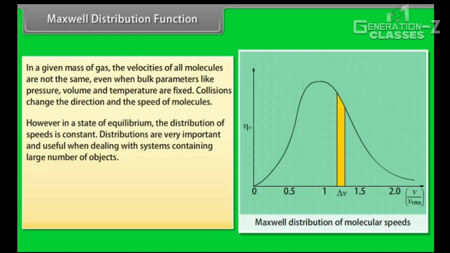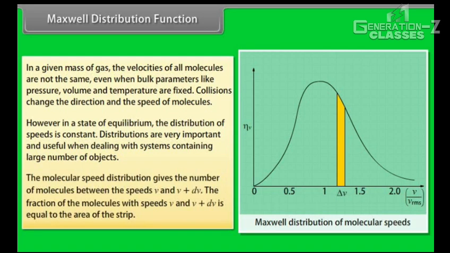Distributions are very important and useful when dealing with systems containing a large number of objects. The molecular speed distribution gives the number of molecules between the speeds v and v + dv. The fraction of the molecules with speeds between v and v + dv is equal to the area of the strip.